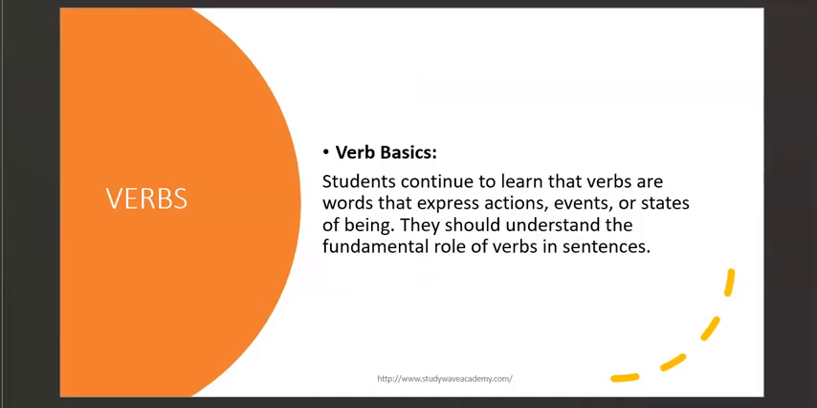Now we have something we call verb basics, okay? We're going to be looking at verb basics, where we will continue to learn that verbs are words that express actions, events, or a state of being. So we should understand these roles of verbs in sentences, and that's what we're going to be looking at today.